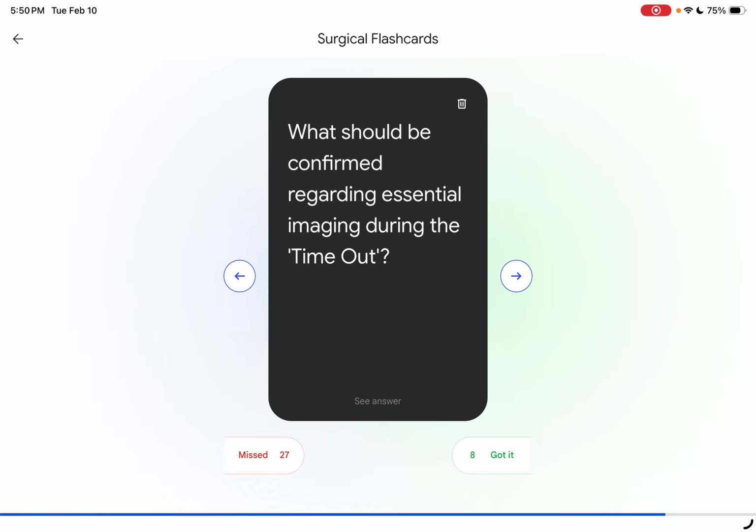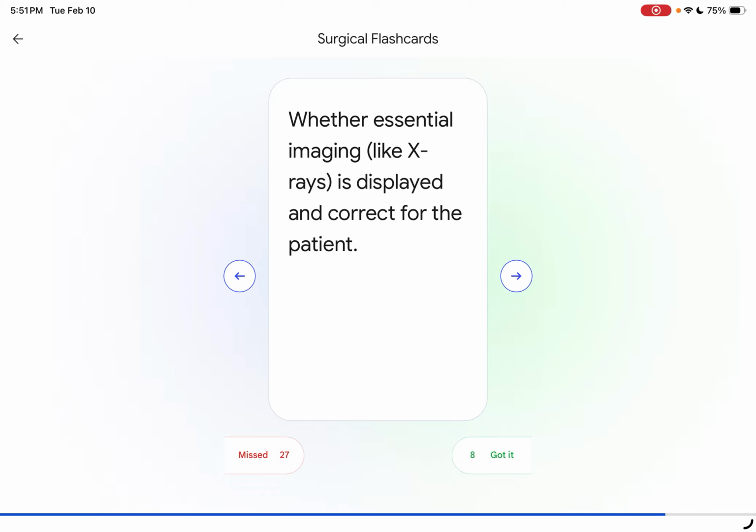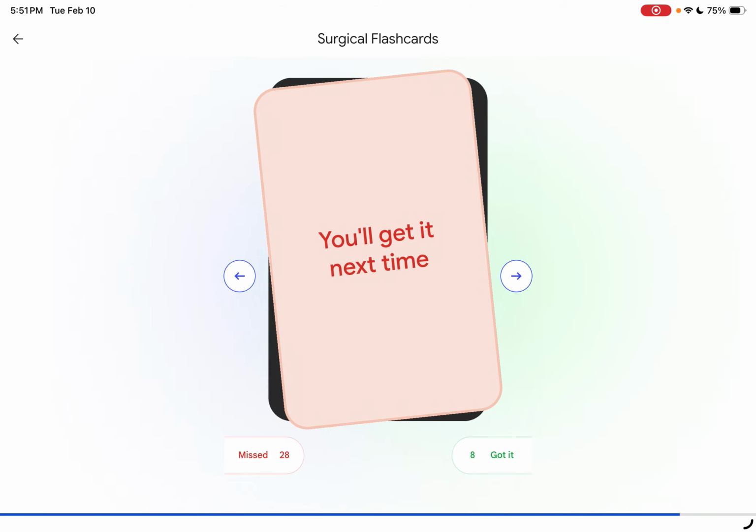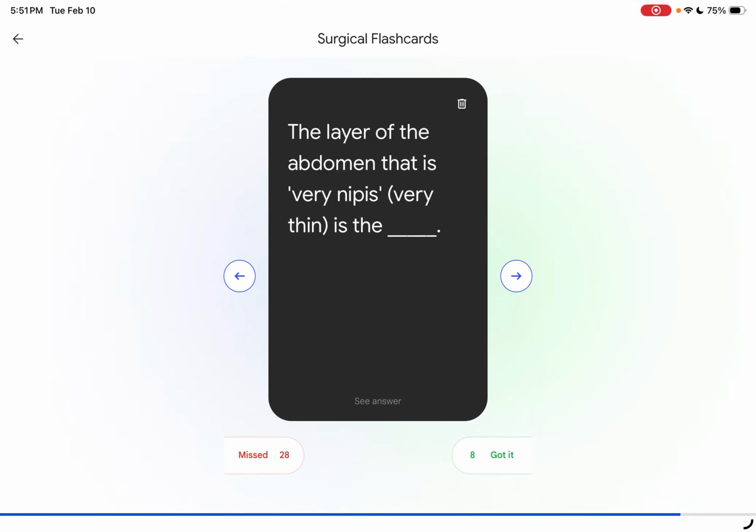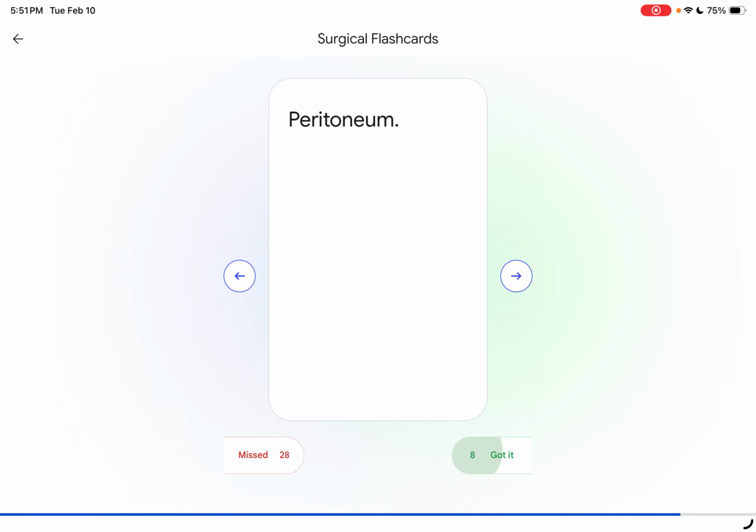What must be confirmed regarding essential imaging during the timeout? Whether essential imaging like x-rays is displayed and correct for the patient. Kabalo na kung unsang essential imaging ang dapat nang ilan before, diba? The layer of the abdomen that is very nipis, very thin, is the peritoneum.